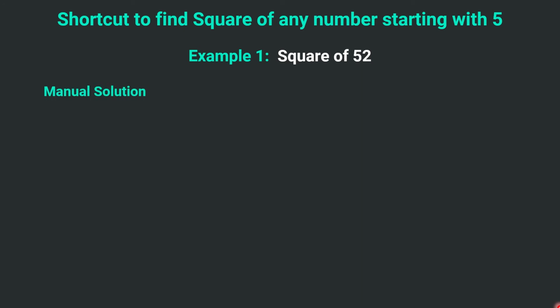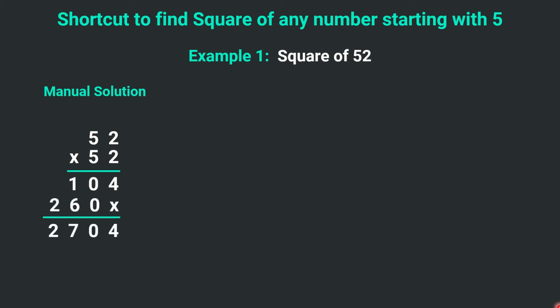So if we multiply them manually, 52 multiplied by 52: 2 into 52 makes it 104, and 5 into 52 will make it 260, and adding both rows we will get 2704. But what if we try to solve it through our shortcut?